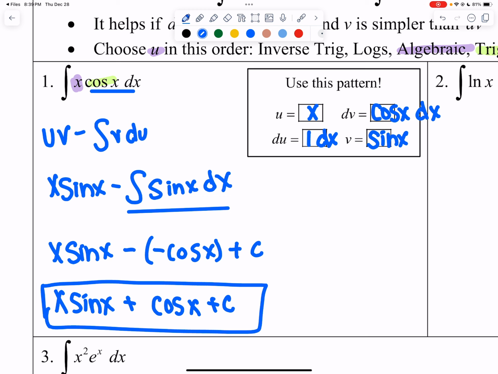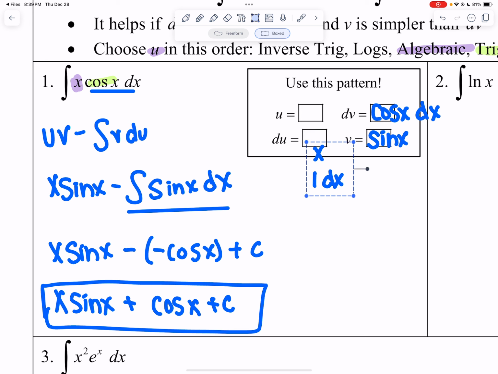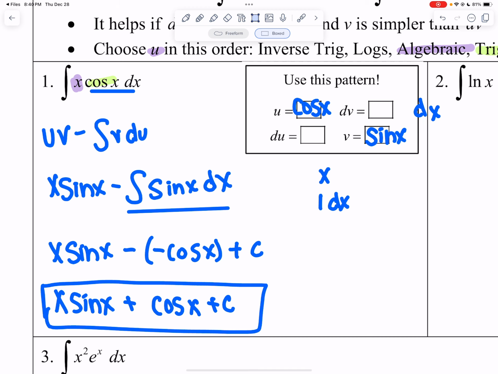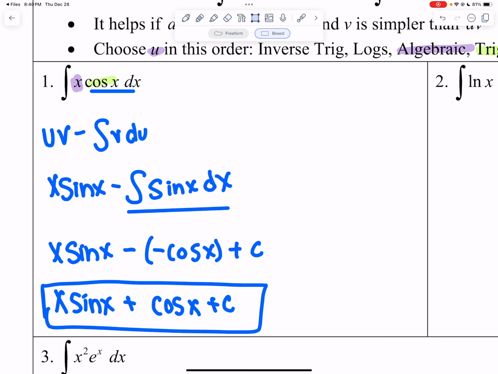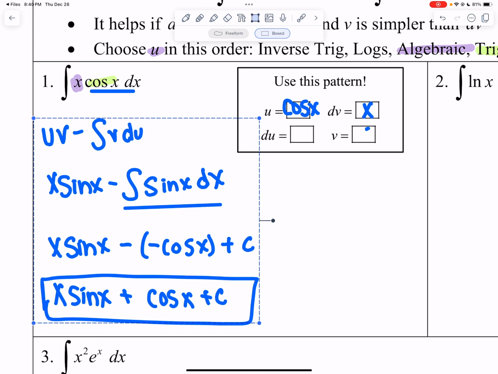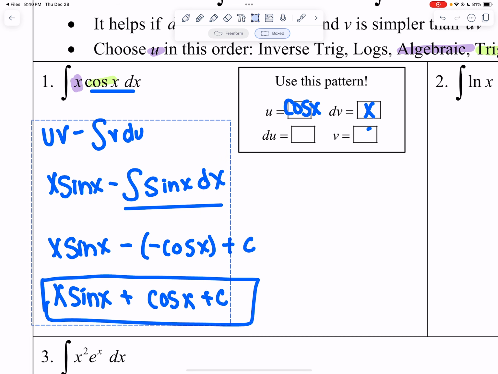Now, let's say that you want to be goofy, and let's say that you wanted to use cosine of x to be u. And let's see why that is not pretty. If u is cosine of x, that means that dv is going to be x, okay? And this is just for show and tell, not the real thing.